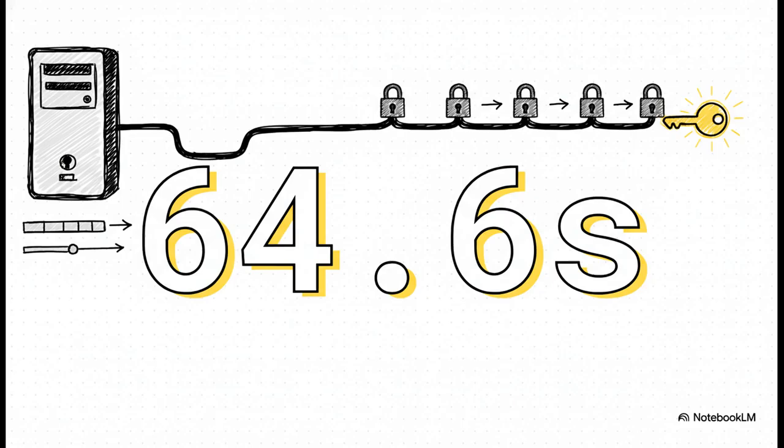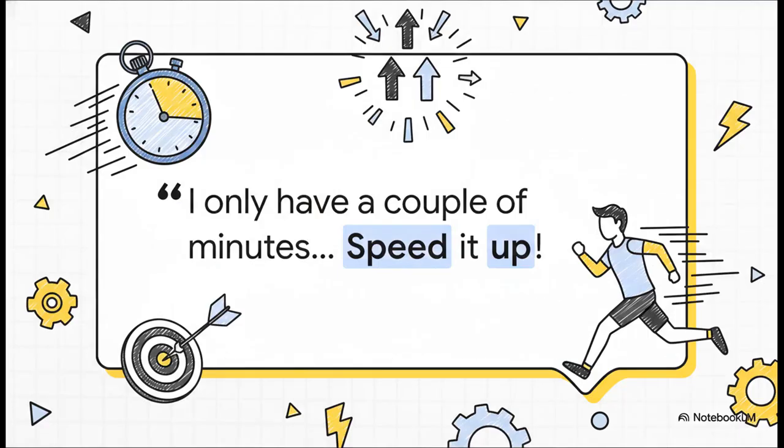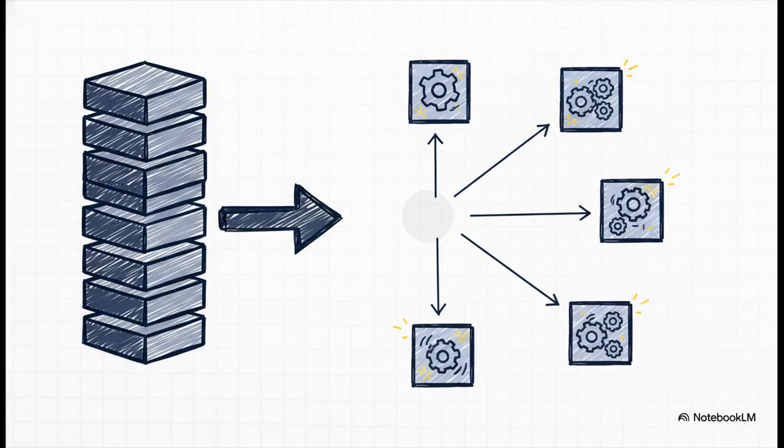Now, in the real world, that's pretty darn fast. But in this world, it's just not going to cut it. As Agent 008 shouts, "I only have a couple of minutes before the building will burst into flames. Speed it up." So yeah, the problem is painfully clear. Serial execution is just too slow to save the day. So what's the solution? You guessed it, go parallel. I mean, think about it.